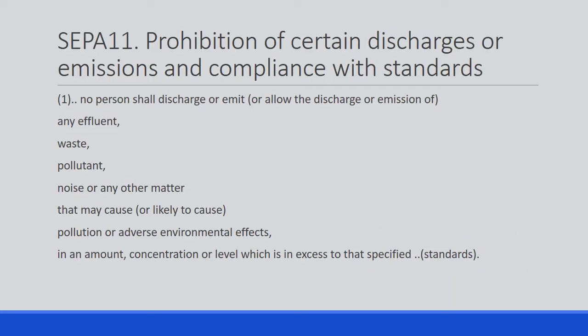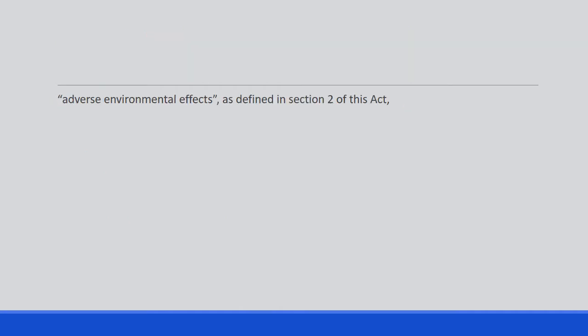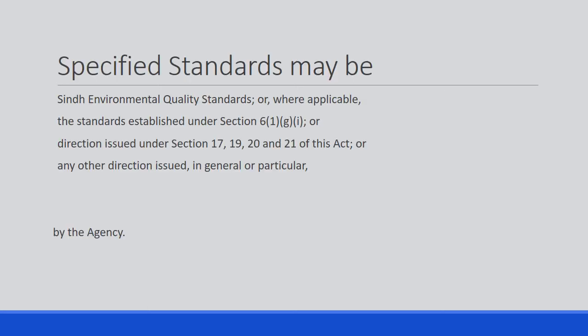Dear audience, you may be aware that Section 11 of Sindh Environmental Protection Act 2014 prohibits discharge and emissions in excess of specified discharge limit standards, which we know as Sindh Environmental Quality Standards. Please revisit the definition of adverse environmental effects as defined in Section 2 of the Act before continuing onwards.